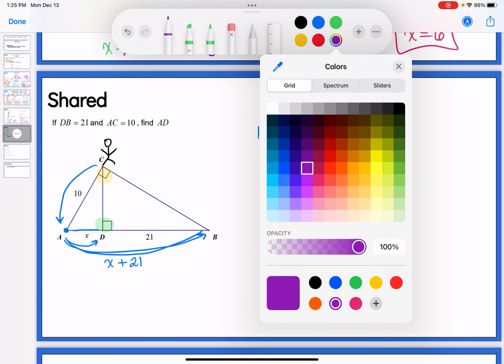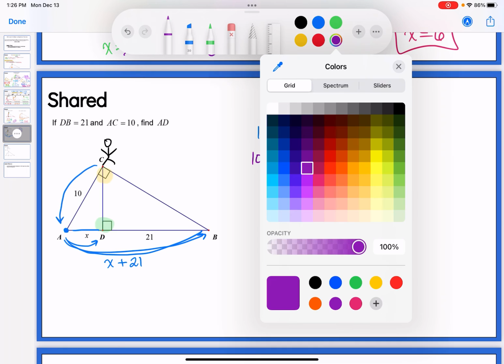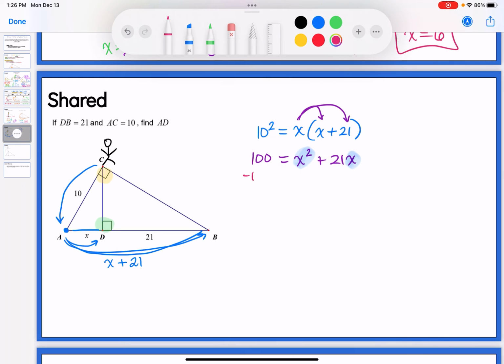All right, well, let's see. 10 squared is 100. I'm going to distribute here. x times x is x squared. x times 21, 21x. Oh, okay, think back to yesterday. How do I solve something like this? I have an x squared and an x. Can't use square roots, so I got to get it equal to 0 and factor. So I'm going to subtract 100 from both sides so I get it equal to 0. So I'll get x squared plus 21x minus 100 equals 0.